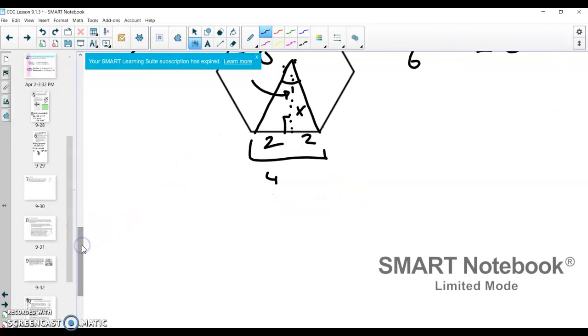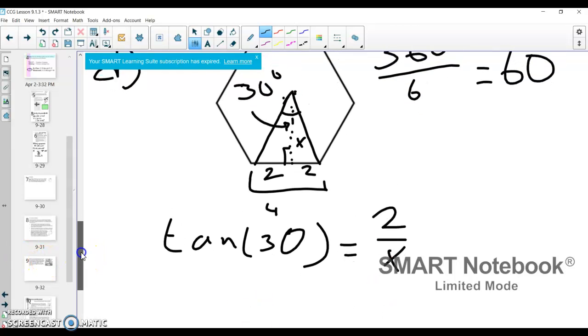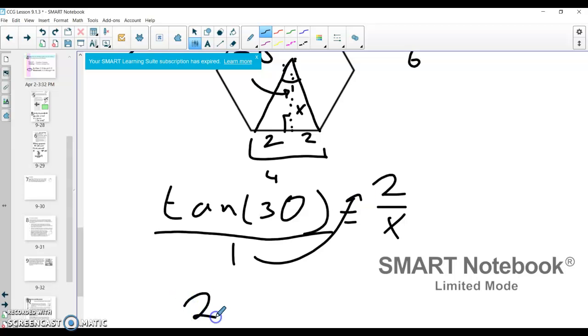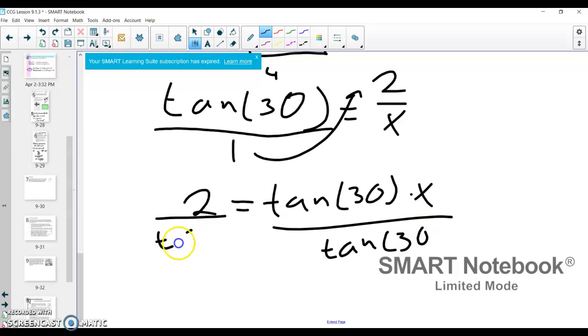So to find x, what I'm going to do is the tangent of 30, and that's going to equal my opposite, which is 2, over my x. Okay, now I have to solve this for x. I put tangent of 30 over 1 and I cross multiply here. 1 times 2 is 2. The tangent of 30 times x is the tangent of 30 times x. I divide both sides by the tangent of 30.